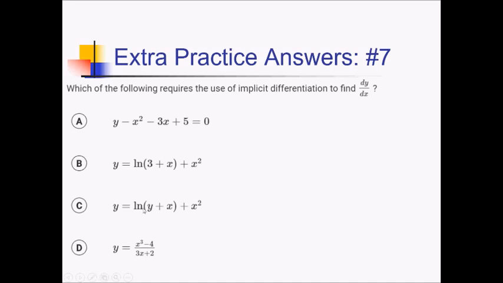Choice C is a different story. So in choice C, y is not isolated, and it's pretty much impossible to isolate y in this situation. To get y out of this ln, you're going to have to raise e to both sides. But then this y over here is going to be stuck inside an e. And then to get it out of the e, you're going to have to take the ln again, and it's just a mess. And then choice D, we already have y isolated, so that's not an issue. So choice C then is the only one we can't isolate y in. So that means choice C is the only one that requires imp diff.